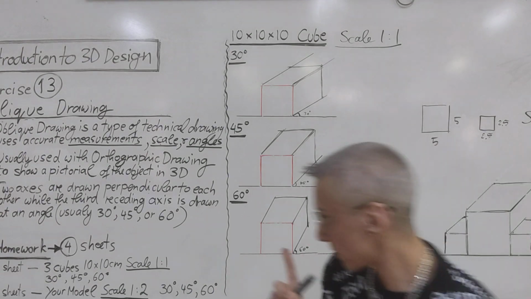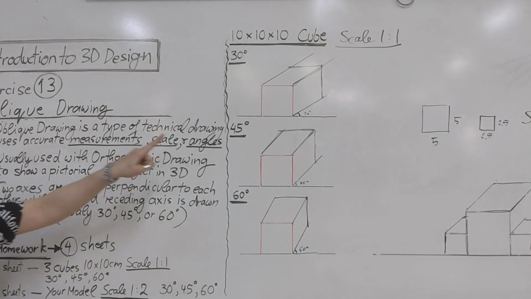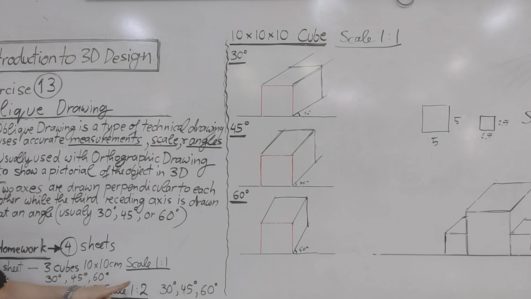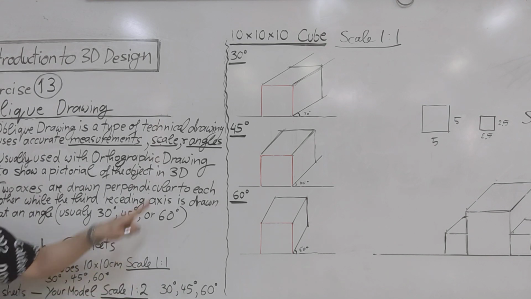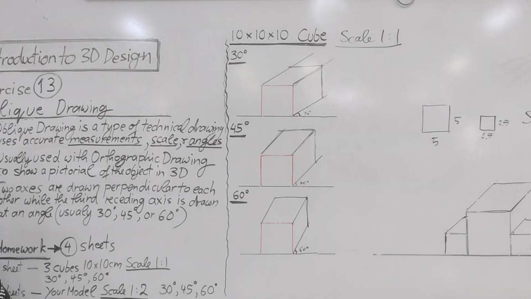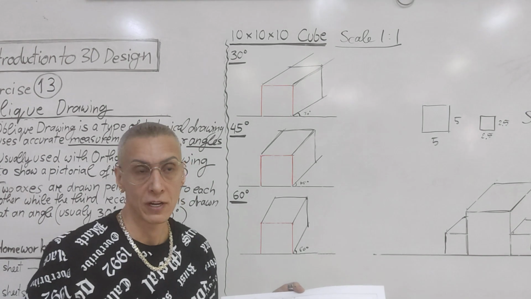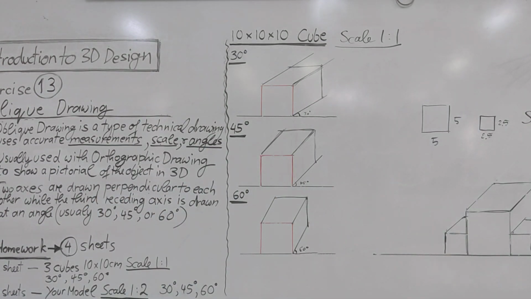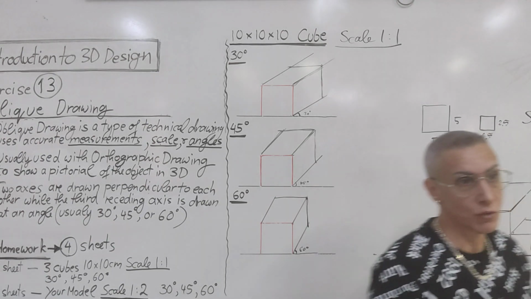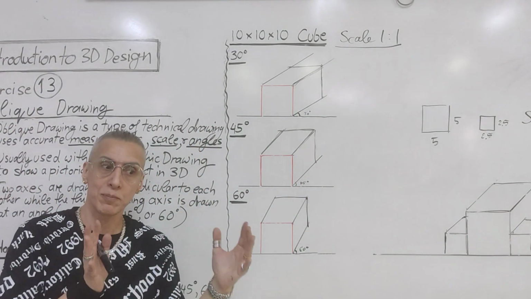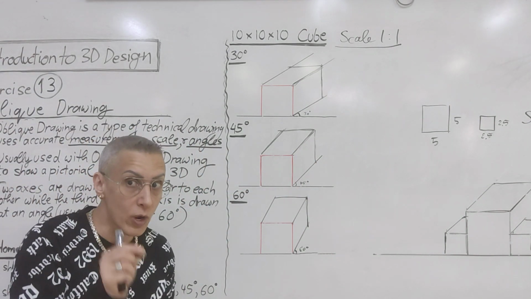Now be careful, something. The cubes, which are 10 by 10 by 10 centimeter, will be drawn scale 1 to 1. But the model is scale 1 to 2. Now be careful. This orthographic drawing is scale 1 to 5. So when I say scale 1 to 2, it means that on the paper, the 15 will become 7.5, the 10 will become 5, and the 5 will become 2.5. So when you draw the oblique drawing, it will be a little bigger than the orthographic, but it is in correct scale. Okay?